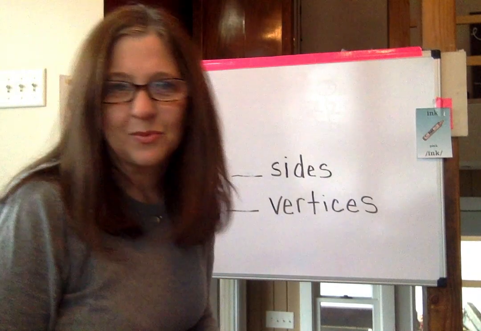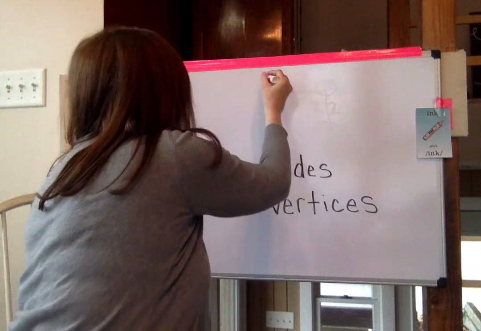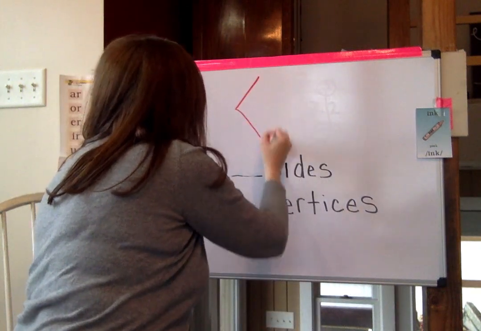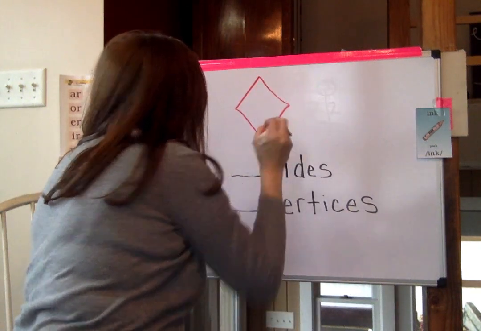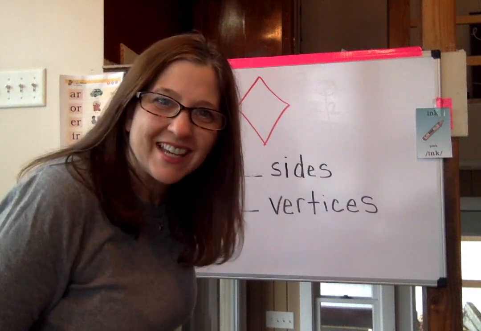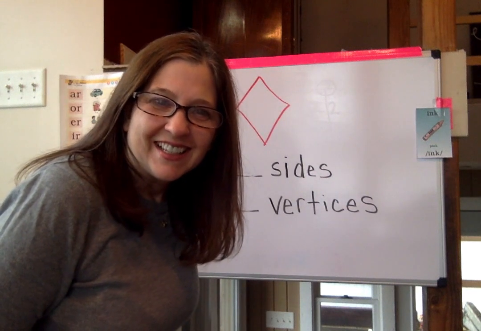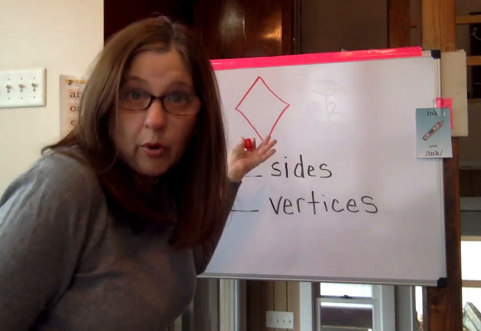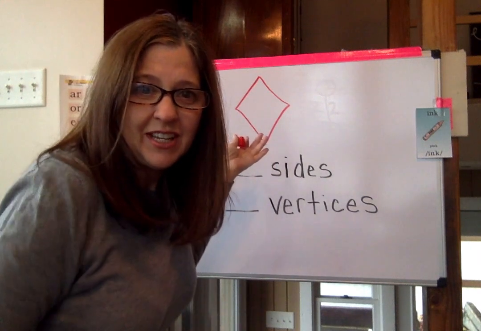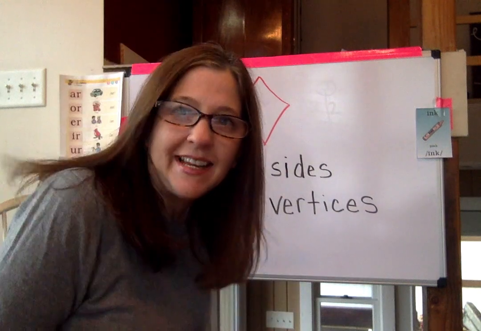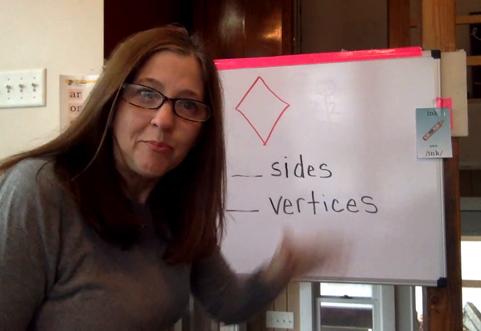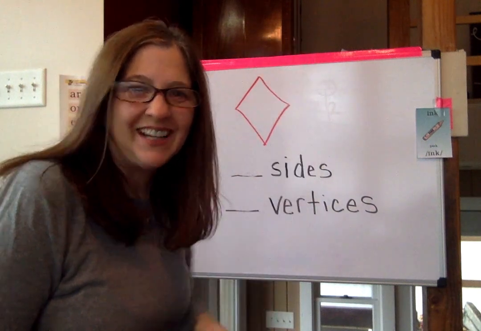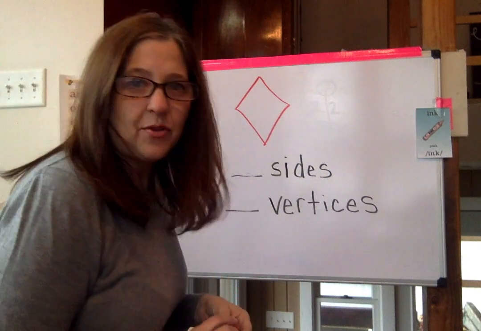All right, ready? What do you think a rhombus looks like? It can look like maybe a diamond, right? Or, very good. It can look like a kite. How many of you have flown a kite before? Okay. All right, let's count the sides first.